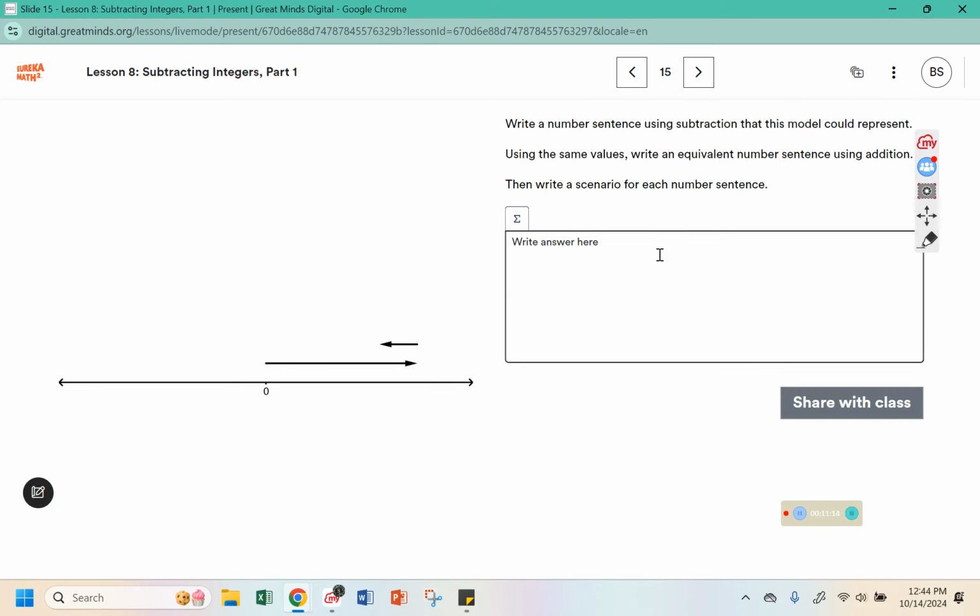Write a number sentence using subtraction that this model could represent. Using the same values, write an equivalent number sentence using addition. Now, we don't know the specific numbers, but we know that first value is positive and bigger, has a bigger absolute value. So we need to start with the subtraction. 8 minus 2 equals 6. And then if we're going to write a same sentence for same values, but an addition sentence, we're going to say 8 plus -2 equals 6.